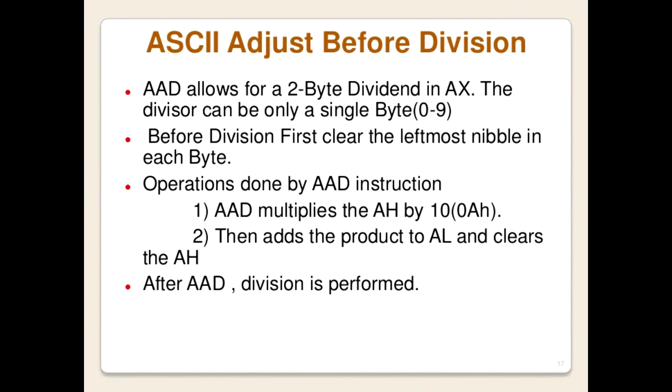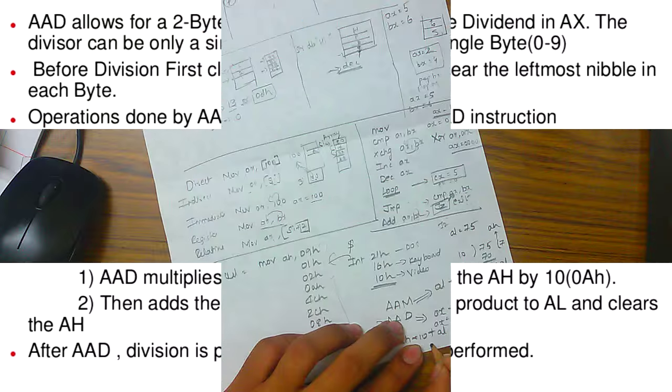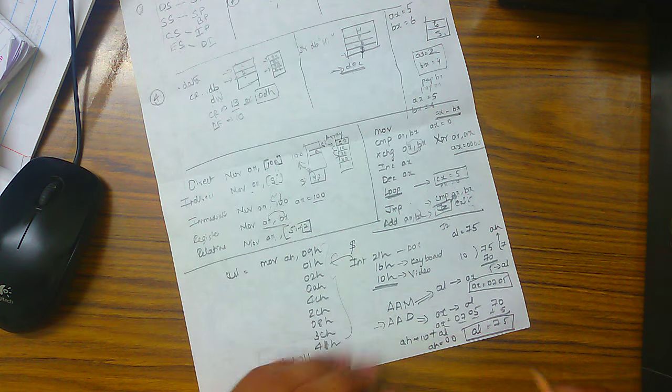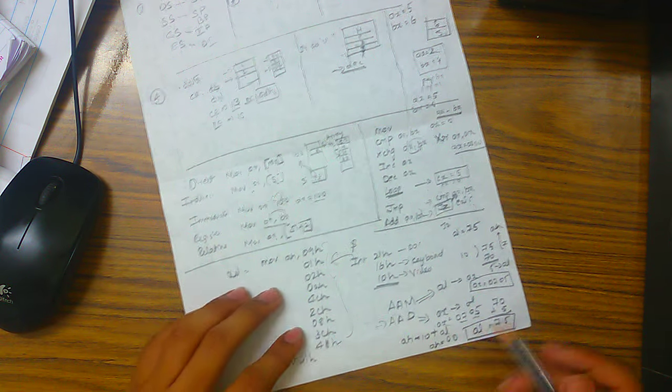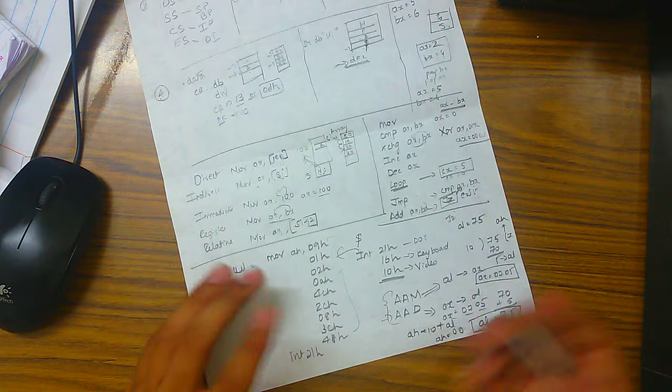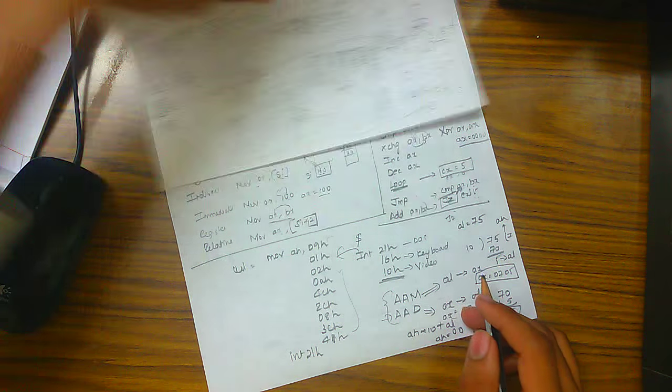AAD allows for a 2-byte dividend in AX. The divisor can be only a single byte. AAD multiplies AH by 10, then adds the product to AL and clears AH. So the AH value will be 00 after AAD occurs. After the AAD, division is performed. Those are the 2 instructions you guys need to know for the software program.